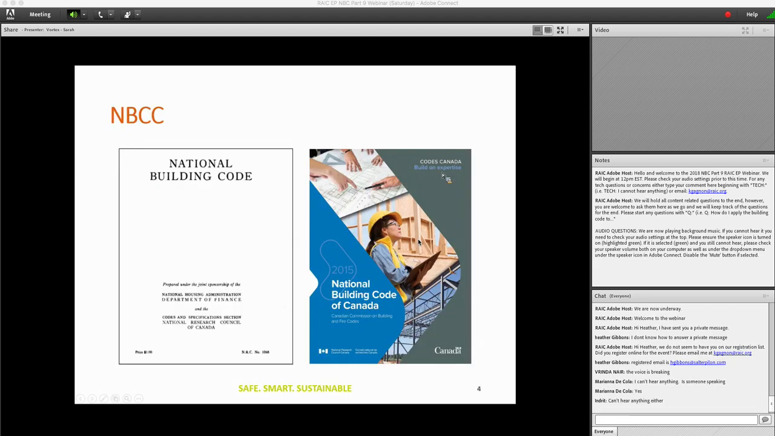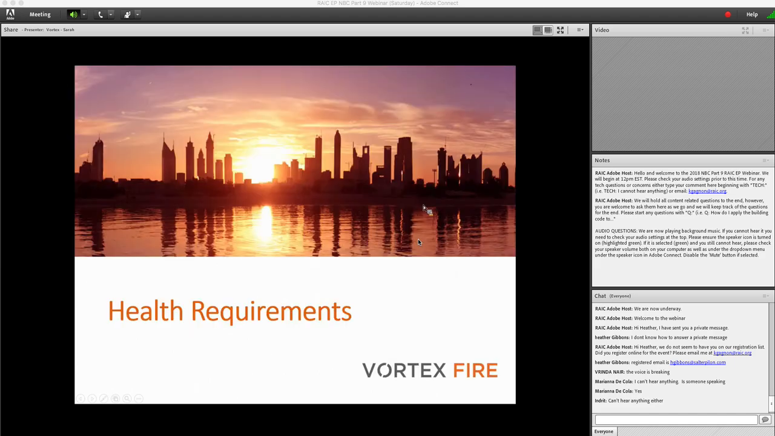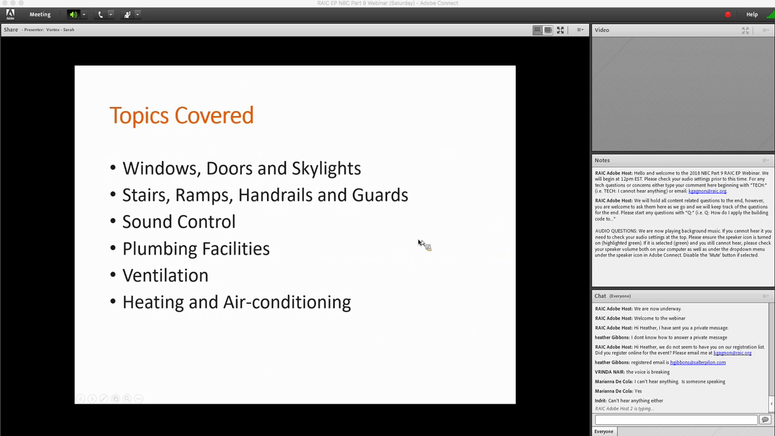So the current edition of the National Building Code is the 2015 edition. It is the 14th edition. The first one was in 1941. So we will get started on the health requirements. We will cover a number of topics here, as you can see from the previously distributed topics: windows, doors and skylights, stairs, ramps, handrails and guards, and so on. So we'll get through those.